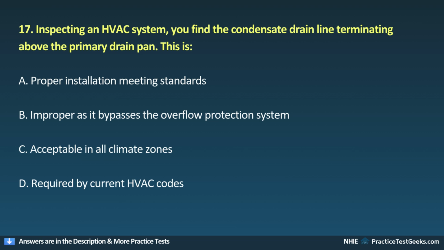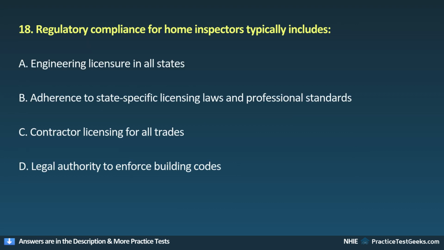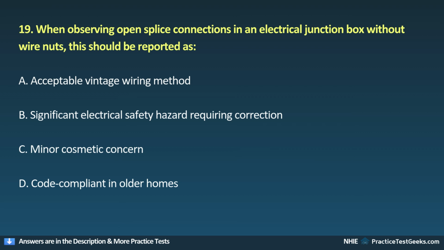B. Improper as it bypasses the overflow protection system. C. Acceptable in all climate zones. D. Required by current HVAC codes. 18. Regulatory compliance for home inspectors typically includes A. Engineering licensure in all states. B. Adherence to state-specific licensing laws and professional standards. C. Contractor licensing for all trades. D. Legal authority to enforce building codes.